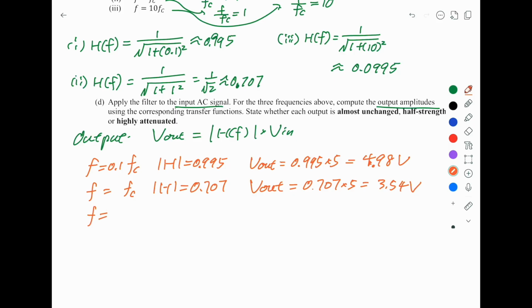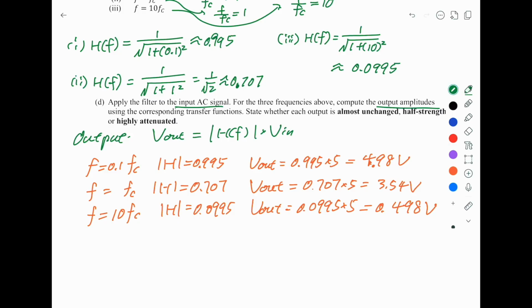If the frequency is 10 times the cutoff frequency, the transfer function corresponding to this case is 0.0995, and the output voltage is 0.0995 times 5, and this equals 0.498 volts. So this is very clear.